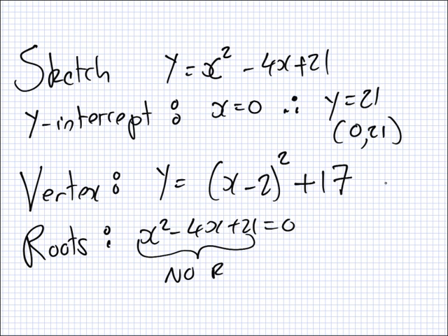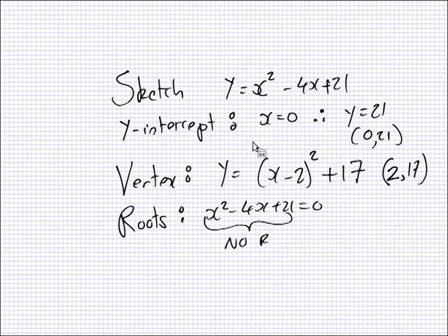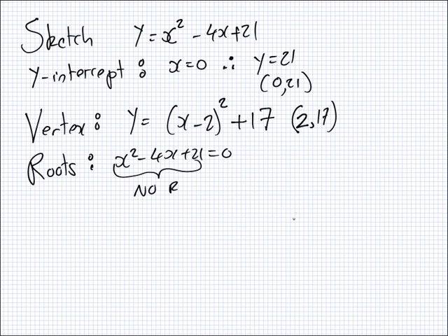Oh, I never wrote down the vertex. What's the vertex? 2, 17. Now, we only have 2 points, so we have to be more careful here.